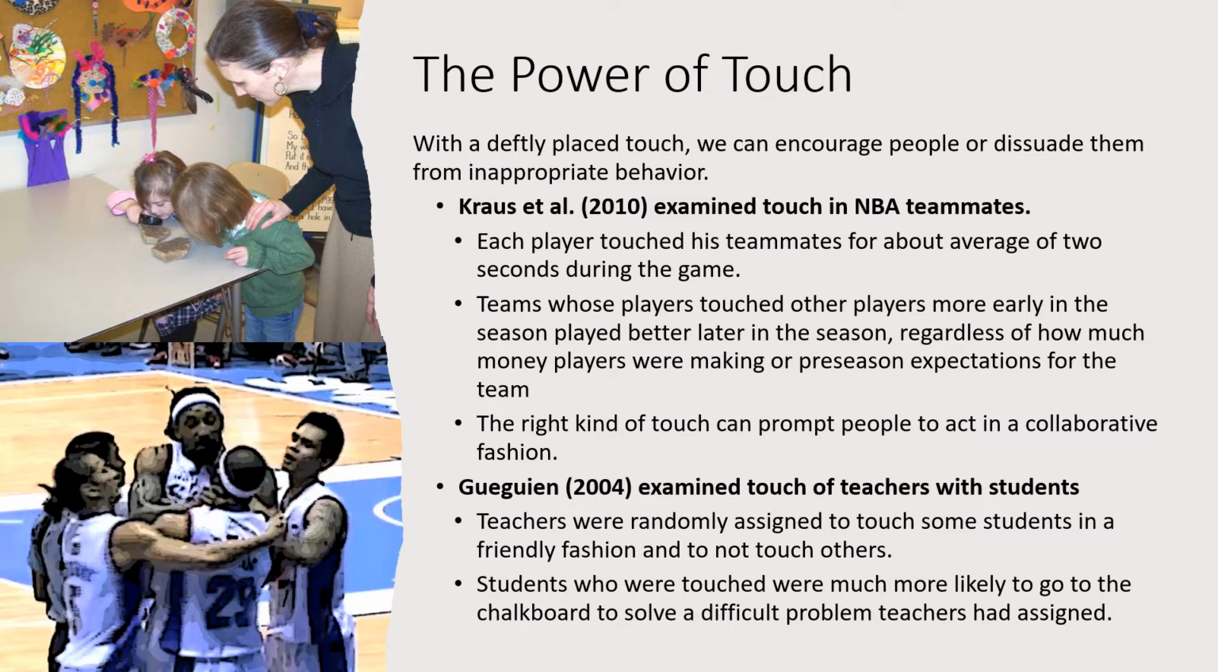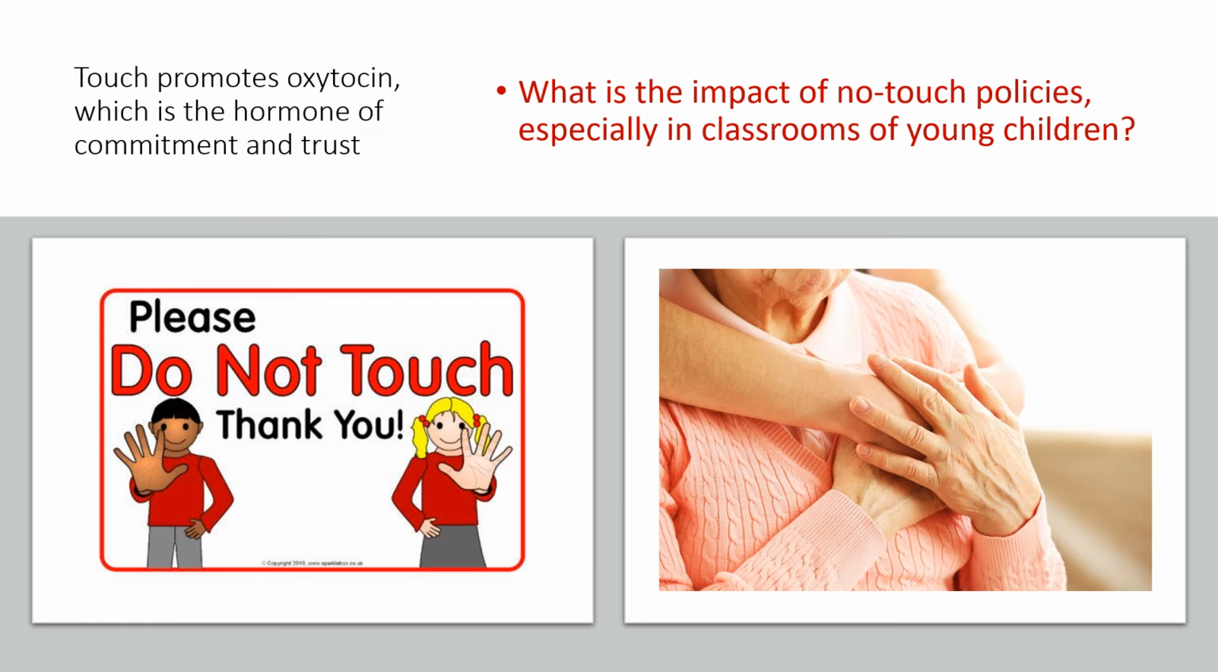So teachers were randomly assigned to touch some students in a friendly fashion and to not touch others, just for a short time period. And one thing that was found is that students who were touched were much more likely to go to the chalkboard to solve a difficult problem teachers had assigned. So there was sort of a confidence boost, a secure base that was provided by that touch. And as I mentioned earlier, touch promotes oxytocin, which is that hormone of commitment and trust, which we'll talk about more in chapter 10, but this does give pause.